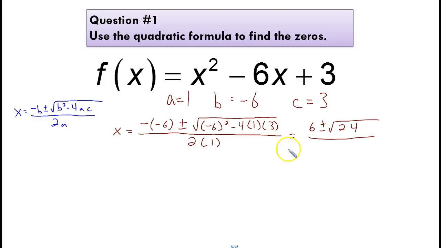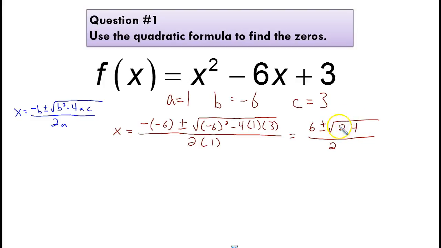All over by 2 times 1 or 2. Now at this point some students are going to want to try to reduce, but we really can't reduce anything until we take care of this radical here. So go back and review how to deal with square roots, how to reduce them. We cannot use the decimal form. It needs to stay as a square root for this question.